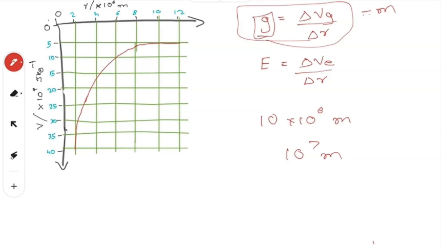Another useful tip is that when the graph is vertical, that usually represents the radius. So the graph is vertical at around this line, which gives you 2. So your radius is actually 2 times 10 to the power 6 meters. So in terms of gravitational potential, this would be the radius of your planet.